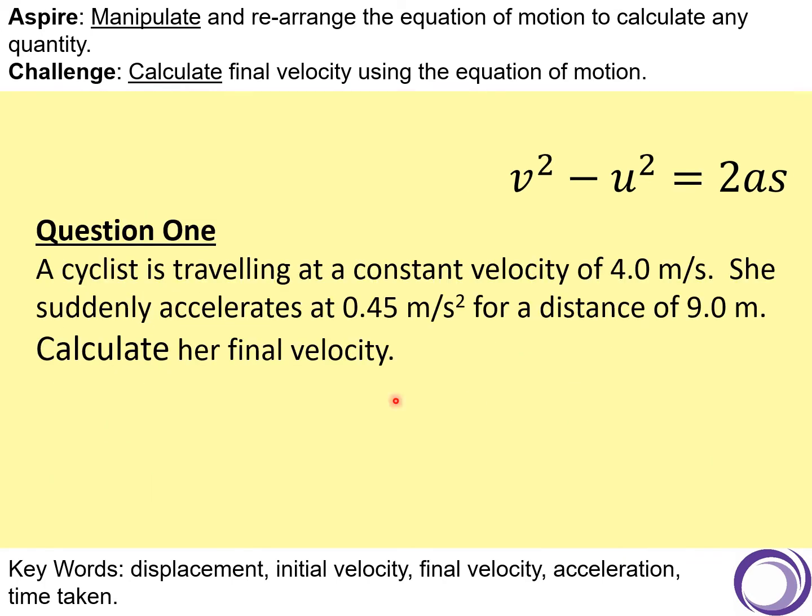So I want you to have a go at this question here. A cyclist is traveling at a constant speed of 4 meters per second. She suddenly accelerates at 0.45 meters per second squared for a distance of 9 meters. What is her final velocity?